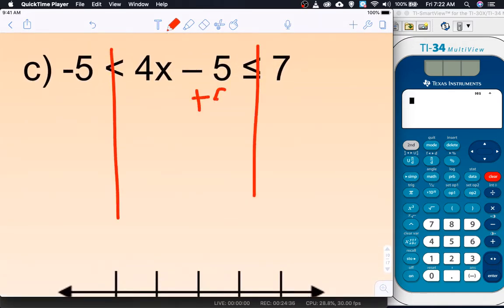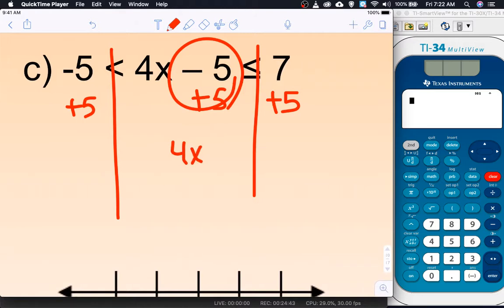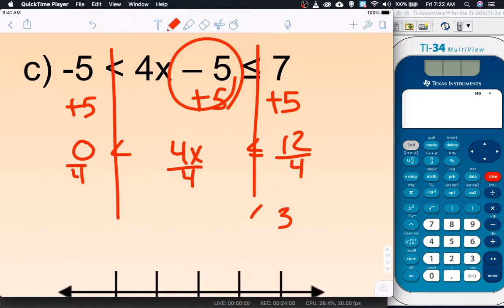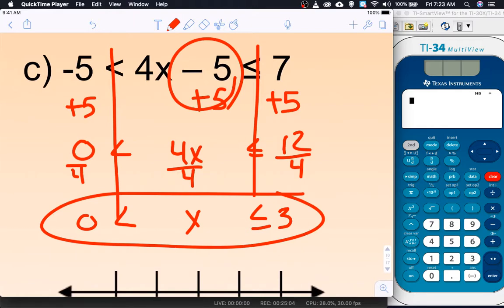Watch. Add 5 on all sides. 4x is less than or equal to 12 is less than 0. Divide by 4 on all sides. 3x 0. So that's less work than doing it as two completely separate problems, although you can.